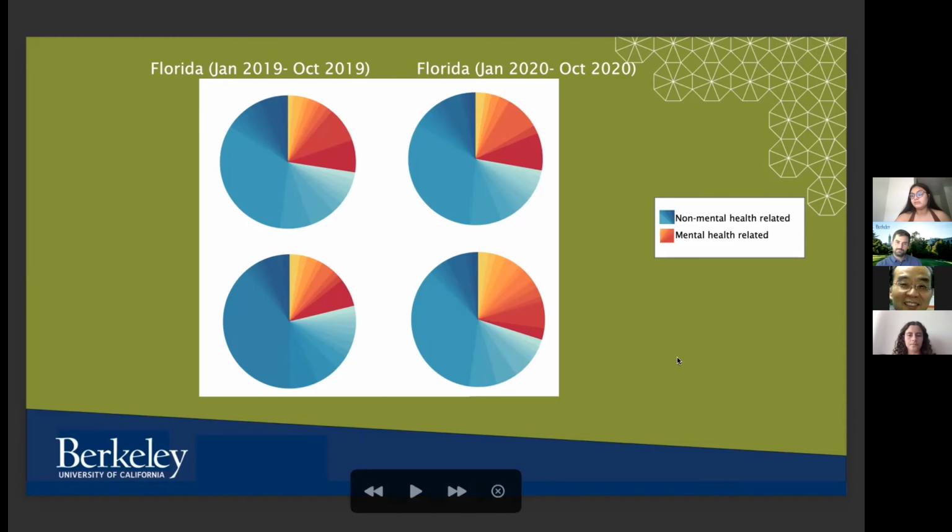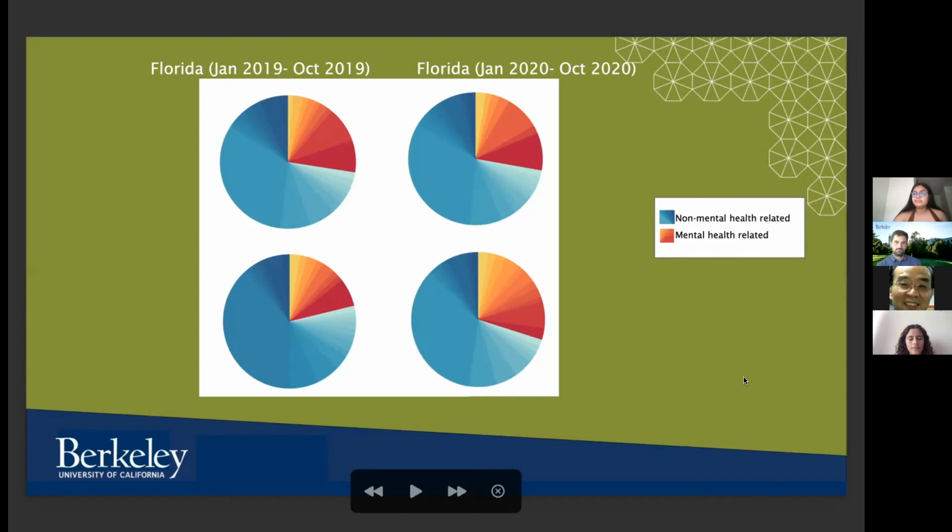So here we can see that in Florida from 2019 to 2020, the proportion of RSV values of mental health related top queries to non-mental health related top queries stayed approximately the same, whereas in California, the proportion of RSV values of mental health related top queries saw an increase from 2019 to 2020 relative to RSV values for non-mental health related top queries. And from these results, we drew these important conclusions about how strictness of COVID-19 has some sort of relationship to changes in Google user concern for mental health resources.